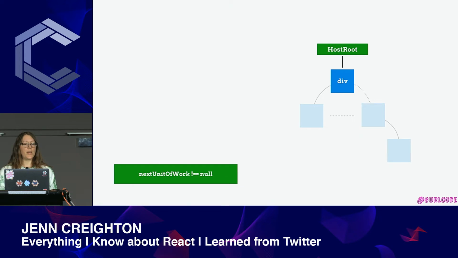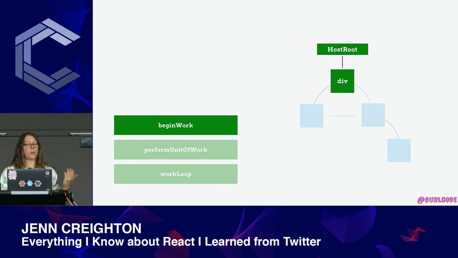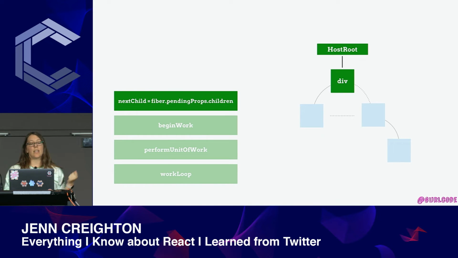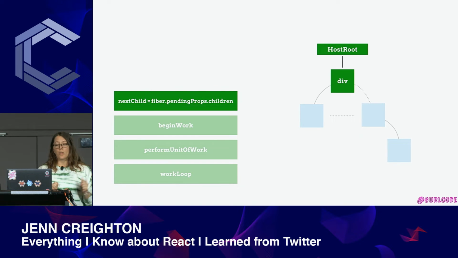And the work loop is going to evaluate this, and it's going to see that there's more work to be done. So it's going to start up again. Same as before, perform unit of work, begin work, except this time, because begin work is responsible for deciding what type of work to do, it's going to call a different function called update host component. So when you have something like a div or an h1, something that's a native DOM element, the tag for that is a host component. So in this case, it's a div. And then what we're going to do here is just a little bit different. So begin work, because it's tag-specific work, and since it's called update host component, we know that we need to look at the pending props of that fiber. So we're going to grab the children from those pending props.